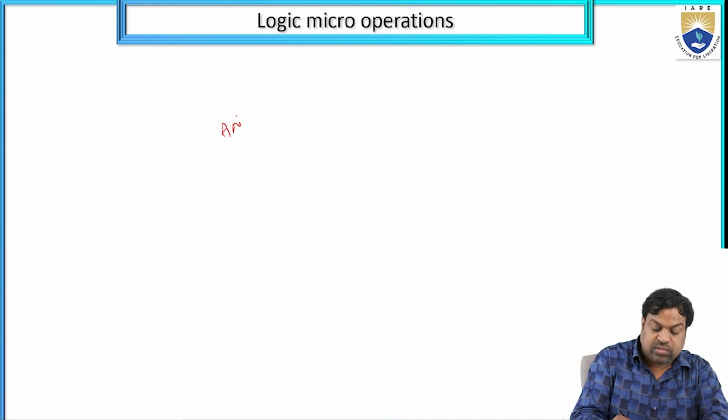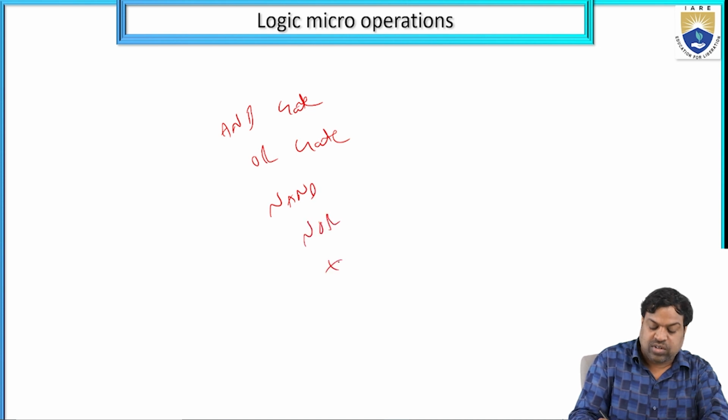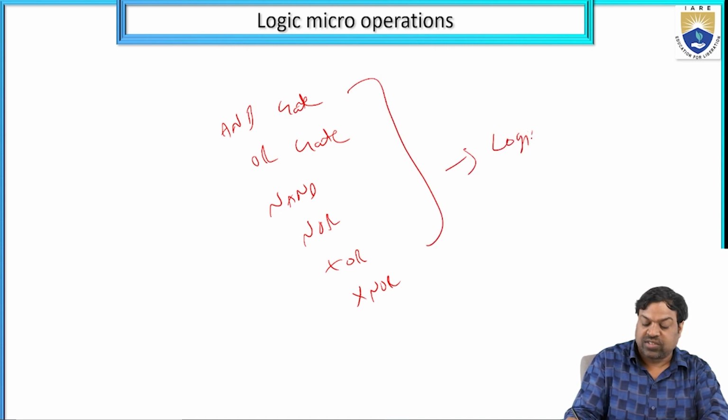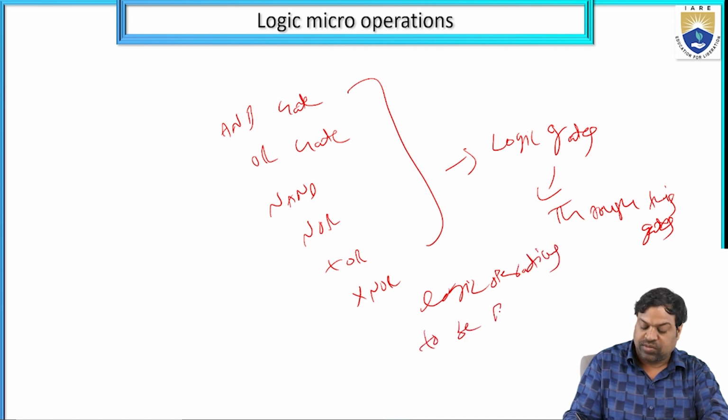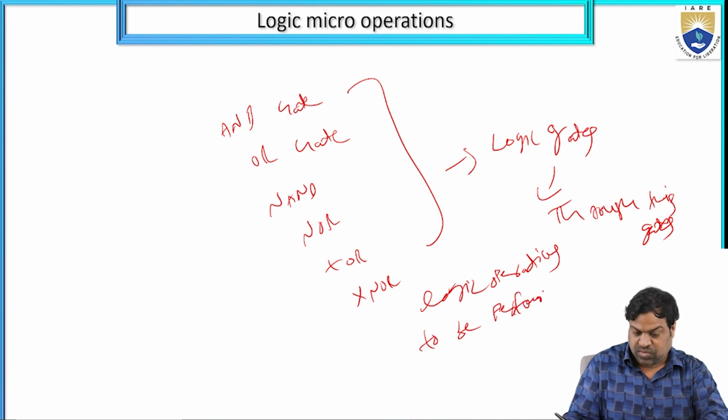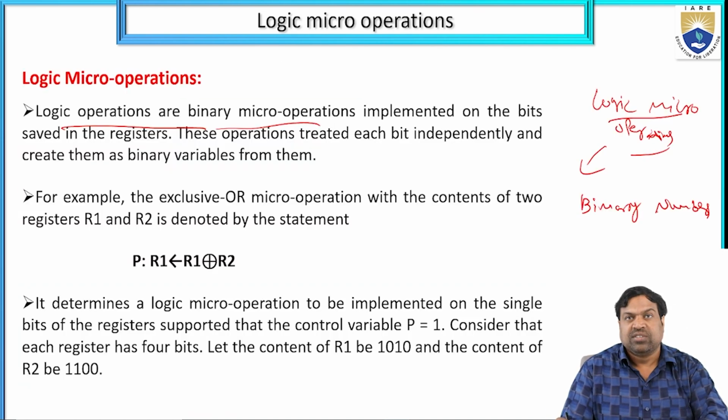So what are the logic micro operations? AND gate, OR gate, NAND, NOR, XOR, XNOR. These we are considering as logic gates. Through these gates we are performing the logic operations. When applying the logic gates, we are performing the logic operations. That is called the logic micro operations.